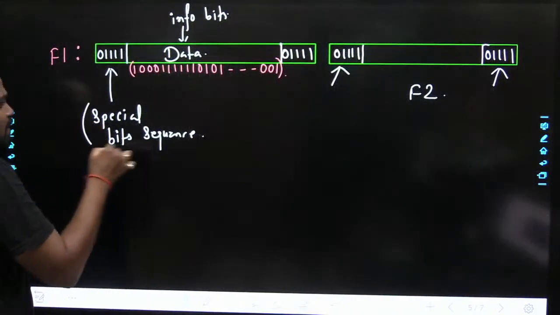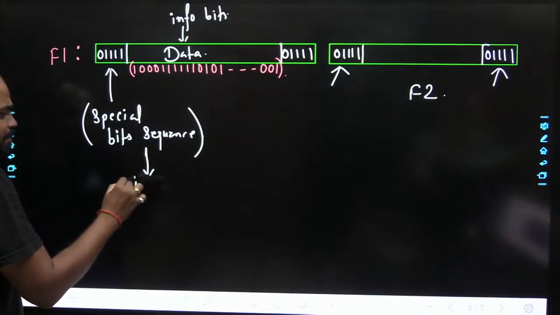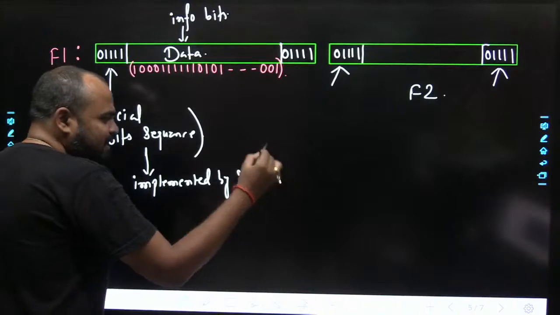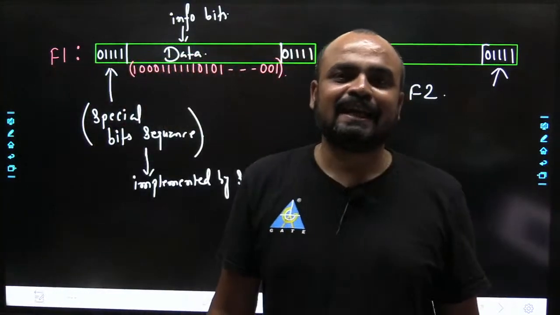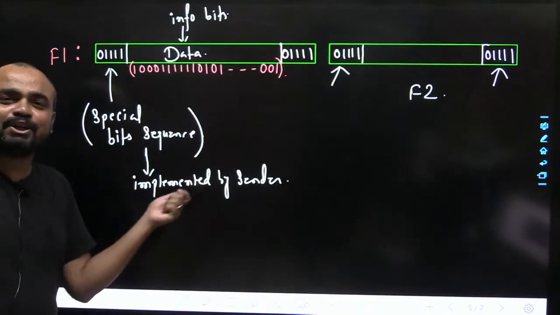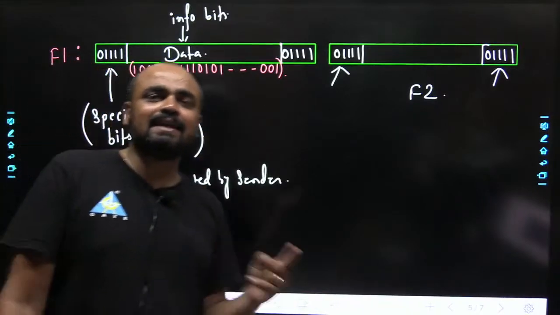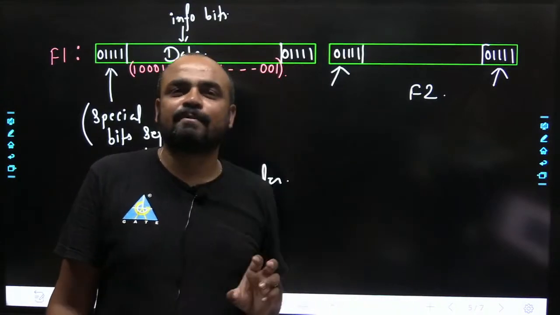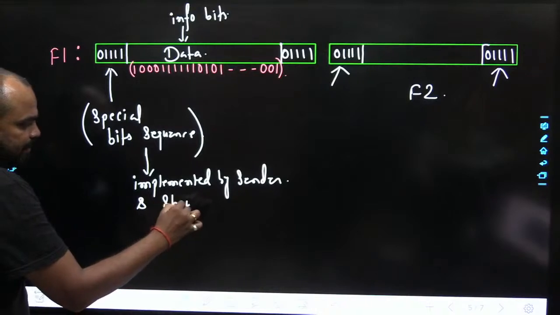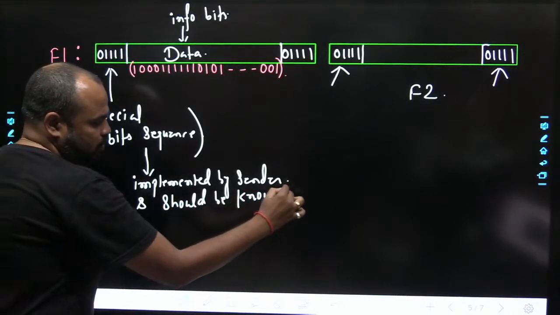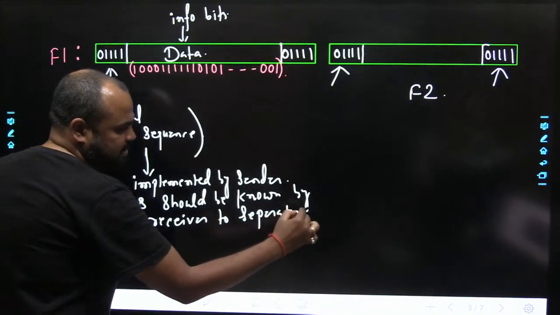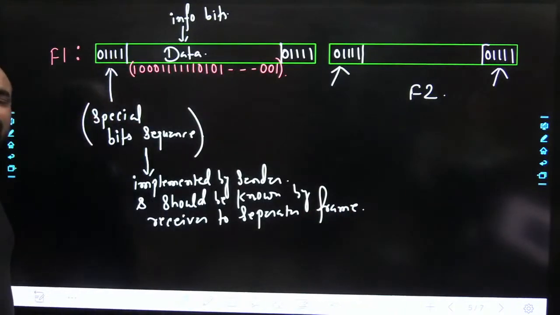So whatever special bit sequence is implemented, this particular special bit sequence is implemented by which? Implemented by the sender. So my dear friends, if this special bit sequence is not known by the receiver, can the receiver identify the first frame, second frame or third frame? No. So whatever special bit sequence the sender is introducing, it has to be known by the receiver. Only then will the receiver be able to find out the logic to separate the frames. So this is implemented by the sender and should be known by the receiver to separate. Okay, so this is the simple logic we have introduced.